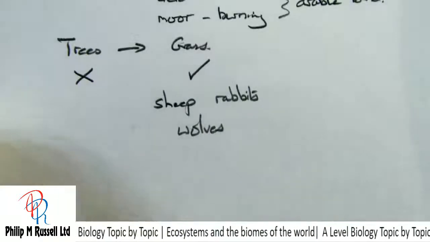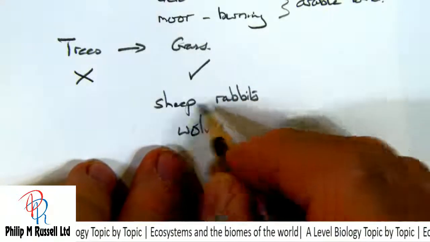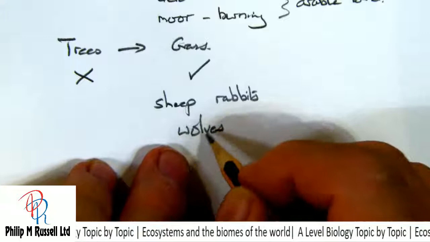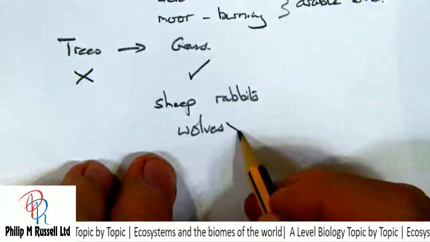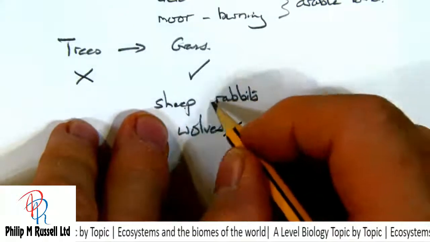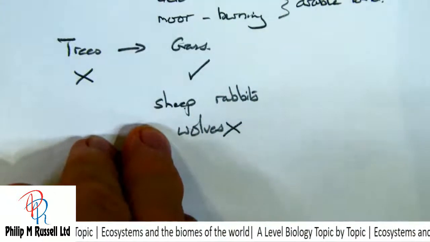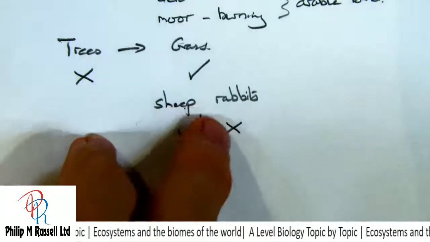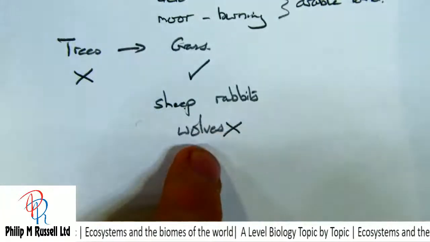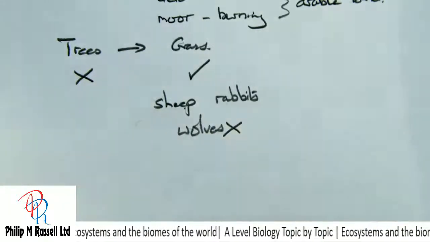here wolves. Now the wolves, native to the country, if we got rid of all the wolves because we didn't want them to eat our sheep, unfortunately, as well as the sheep increasing, the number of rabbits are increasing because we've got rid of the predators here.